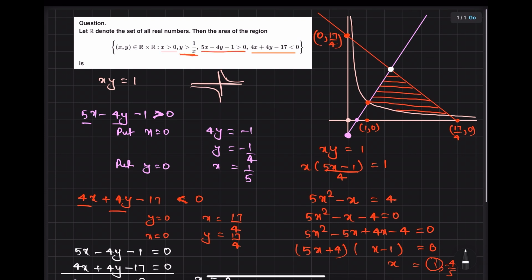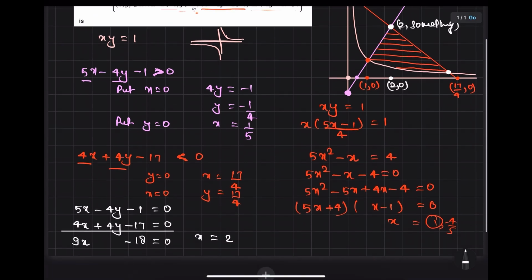So this point is 2 comma something. I am not calculating that something because we are interested in finding x only. So it is 2 comma 0. Now the final point, we want the point of intersection of this line and this curve. Let's calculate that point also.